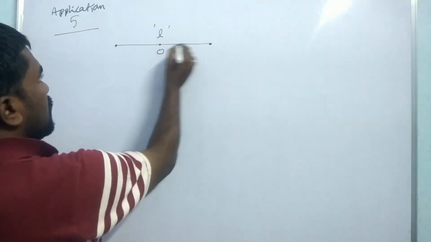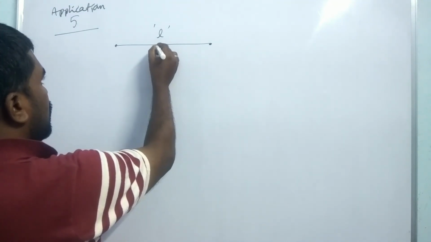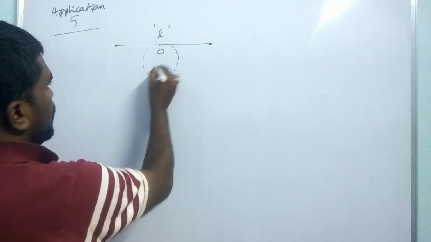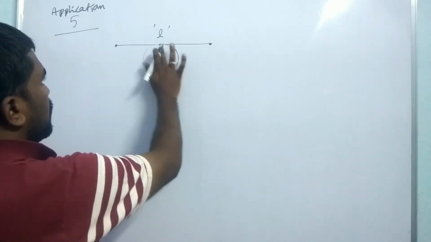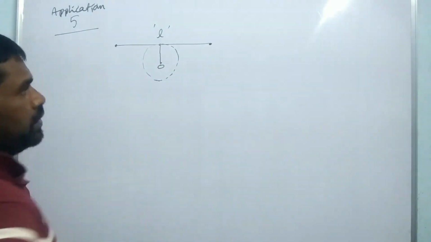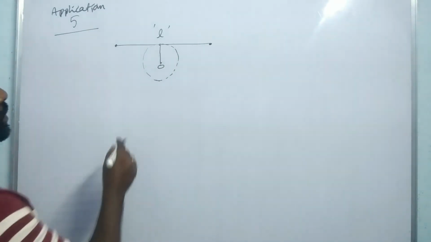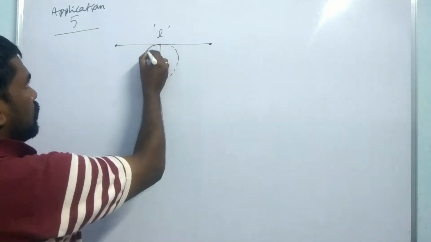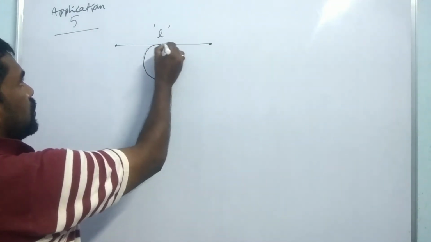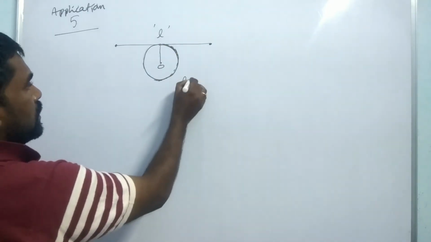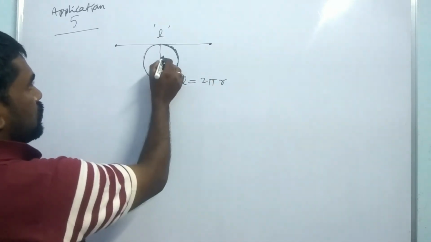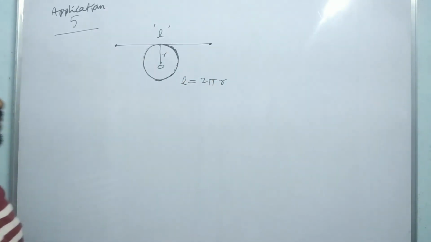So this is the circle which you have to bend. Then the center of mass shifts to this point, this O here. Now the length of the wire L is equal to 2 pi r, where r is the radius.